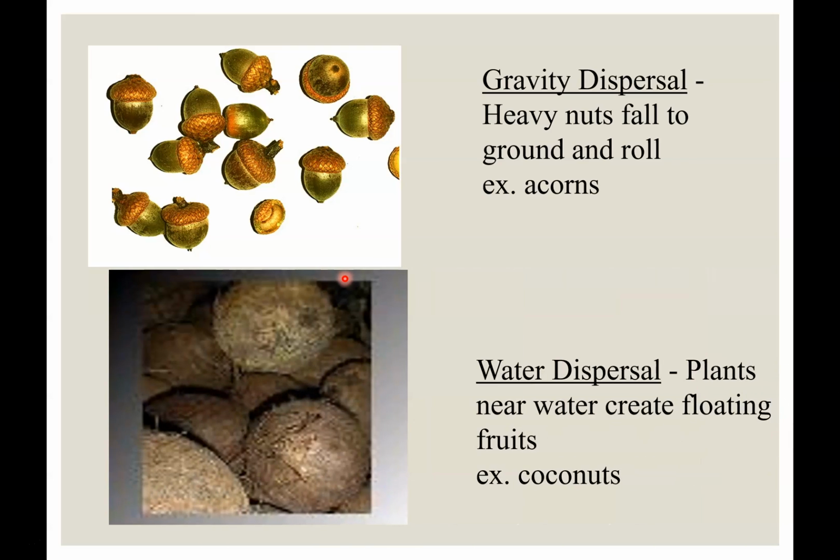By gravity. And then we have plants that are able to produce seeds that have buoyancy. Plants near the water create floating or buoyant fruits, and an example is coconuts. So they tend to have air pockets inside that allow these plants to float and end up being dispersed by the waves in the ocean.